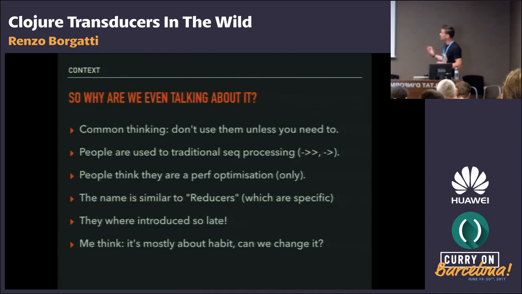So why are we even talking about this if it's so great? Because there is this common thinking that you might need them only in certain particular cases. Instead, I think they're more universal. And because they entered Clojure so late, people are already used to sequential processing the standard traditional way, so they are more reluctant to change. There is also something else in Clojure called reducers, which has a name similar to transducers, so people are maybe confused, and they were introduced late.